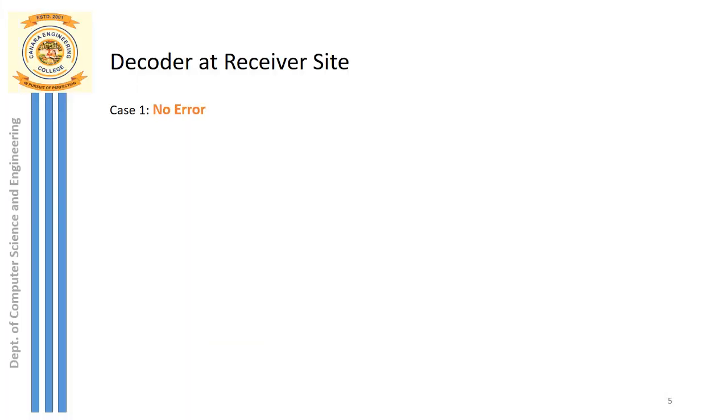Now we consider the decoder at the receiver side. Here we need to consider two cases. The first case is without any error. That means the receiver exactly receives the same code word that the sender sent. The received code word is 1001110, that is, the uncorrupted code word.